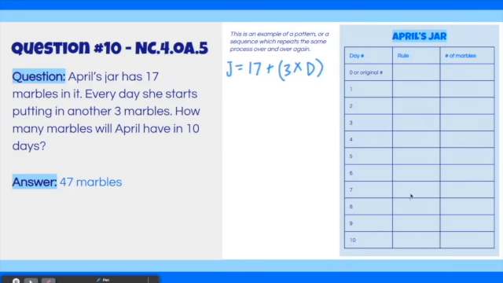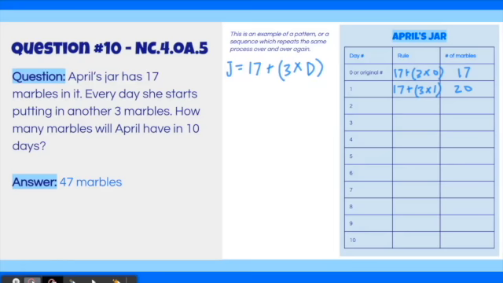So over here in this chart, we're going to fill this out. We're going to start off with the original day. So you have 17 plus 3 times 0. And you're just going to get 17 for this because 3 times 0 is 0 plus 17. So this is the original number of marbles April had before adding marbles to her jar. On to the second one. So this is the first day of adding marbles. So you have 17 plus 3 times 1. And for this, you'll get 20 because 17 plus 3 is 20.